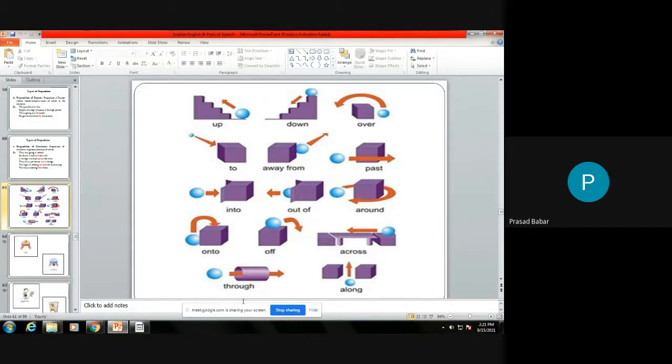I'm picking that ball and I'm putting that ball on that box. So onto means what? त्या बॉक्सच्या वर. Okay, onto.